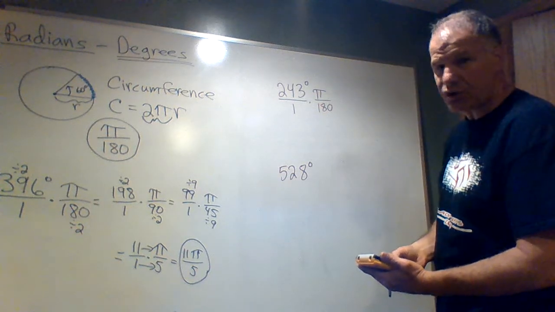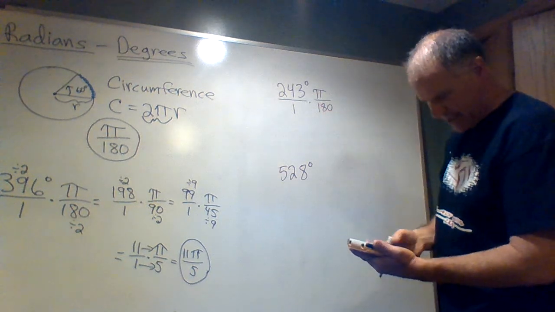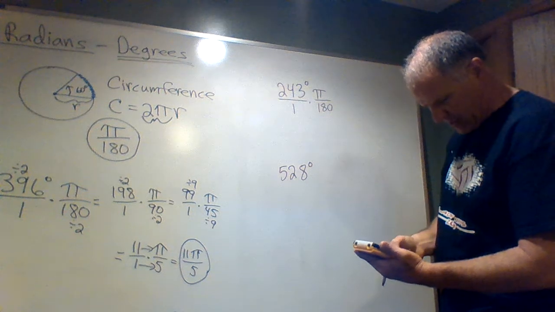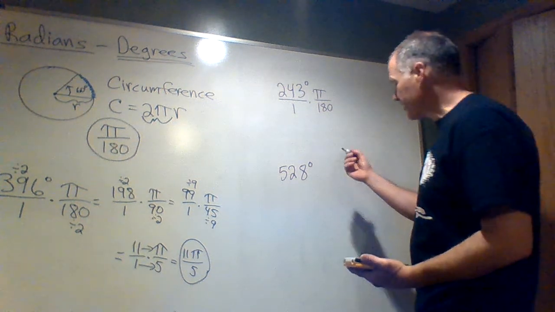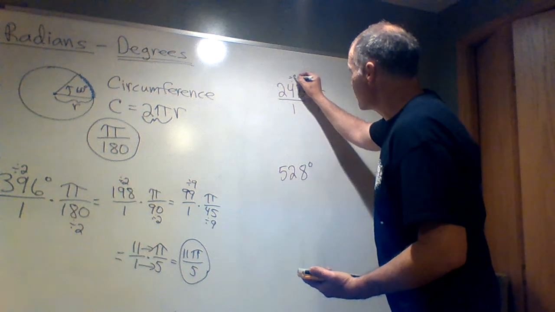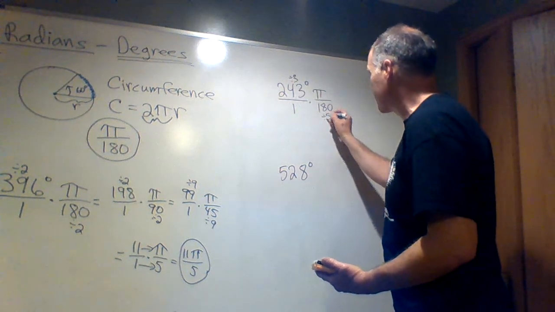Now I've got to also check and make sure 3 goes into 180. So I go 180 divided by 3, and boom, they both can be divided by 3. So there's my first number. Divide by 3, divide by 3.